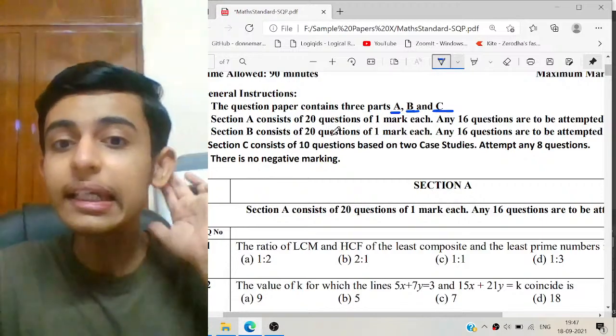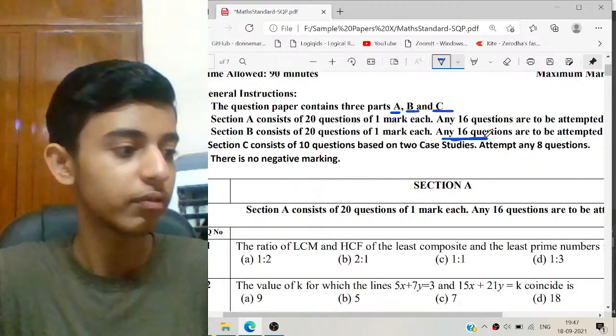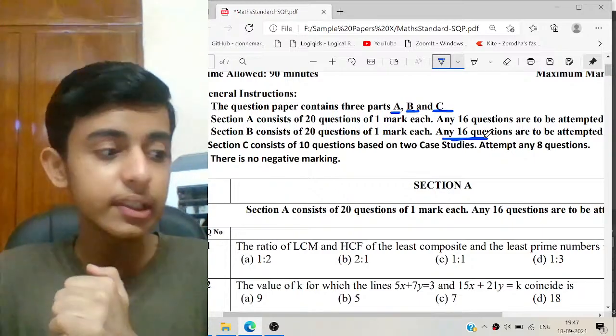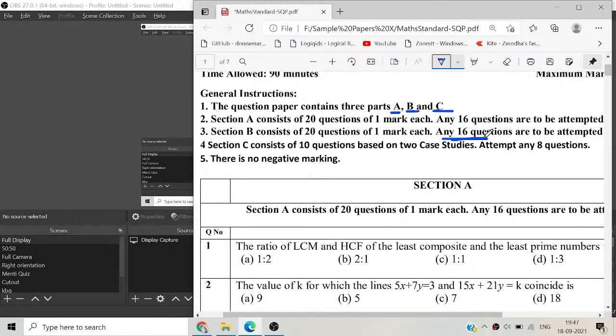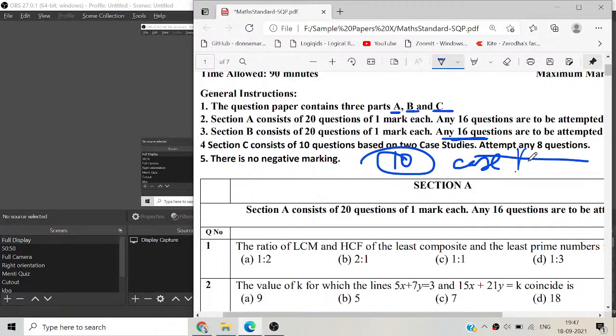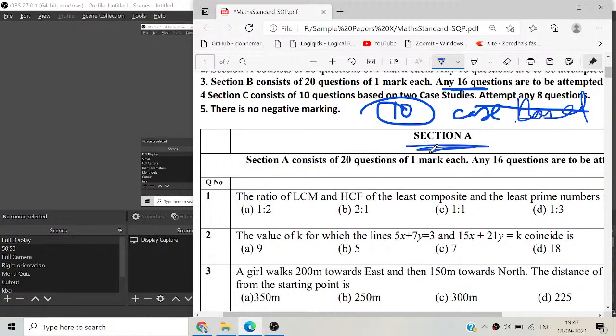Section B consists of 20 questions of 1 mark each. Again, you have to attempt any 16. Clear? Section C consists of 10 questions based on 2 case studies. Attempt any 8 questions out of those 10 questions. This is the type of case based questions. So let's have section A first.